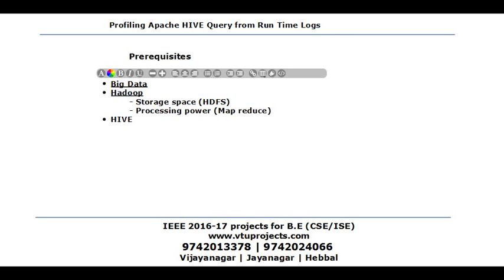So MapReduce is the processing model, the programming model, the processing power within Hadoop. Basically, data will be stored in HDFS. To process the data within HDFS, we write a MapReduce program. So that's how Hadoop works.